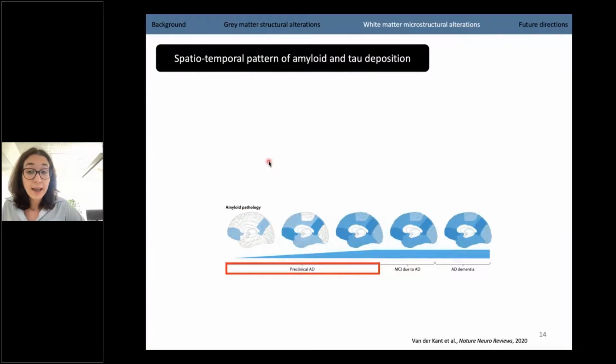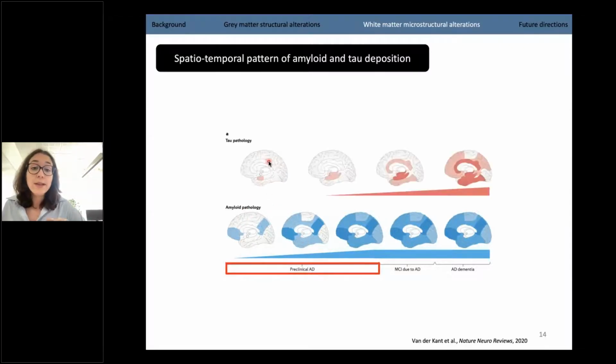Looking at tau, the pattern is very different. Tau has a much more focal deposition. We can start to detect tau pathology with PET first in the entorhinal cortex, then the hippocampus, then it spreads to the rest of the temporal lobe, but it is really only in the late stages of the disease that tau is present, like in the whole neocortex.